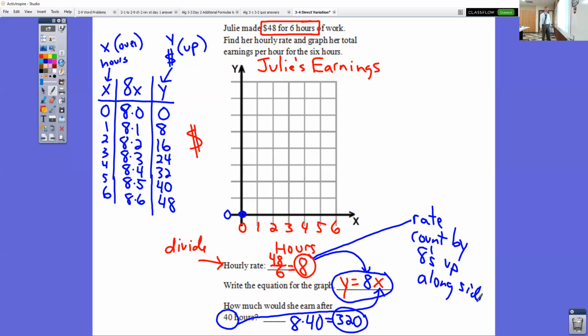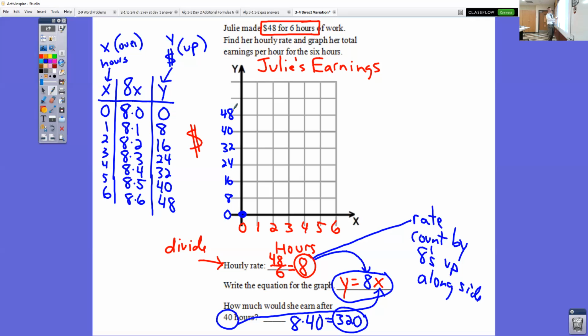Now, could you count by 10s? Sure. Might they on the state test give you an axis that counts by 10s already? Yeah, but you're going to have to make them yourself too. So I'm going to count by 8s going up along the side: 8, 16, 16 plus 8 is 24, 24 plus 8 is 32, 32 plus 8 is 40, 48. I could stop right there because I see that that is my biggest number. If you wanted to continue and do 56 and 64, that's fine, but you don't have to.